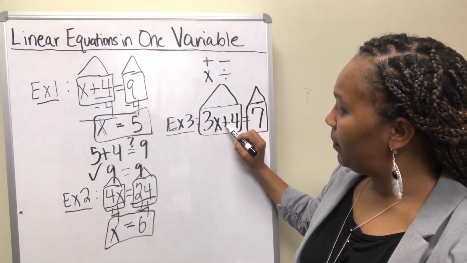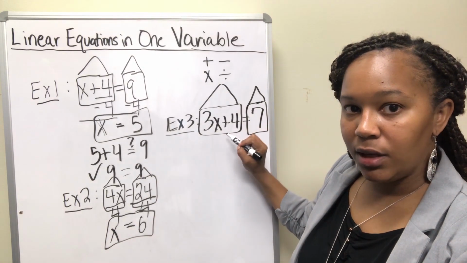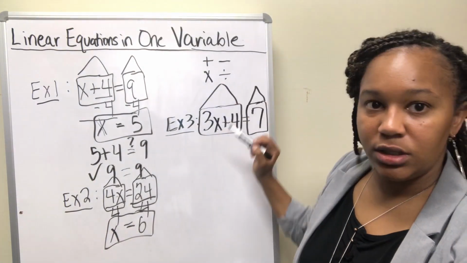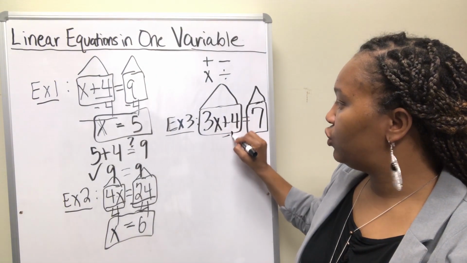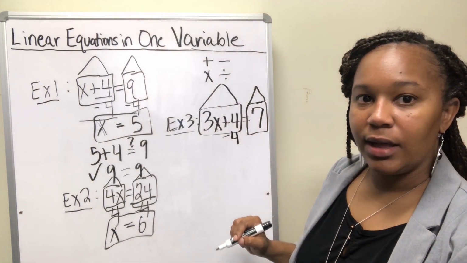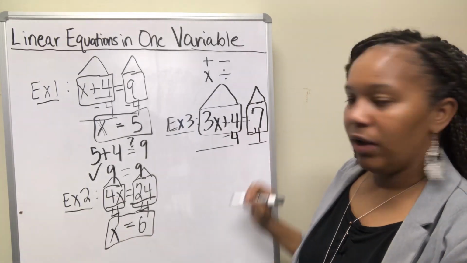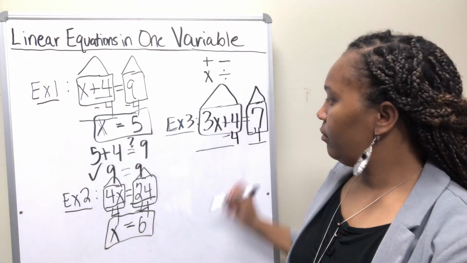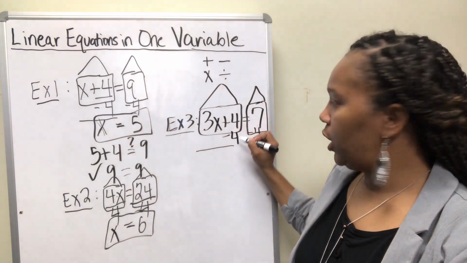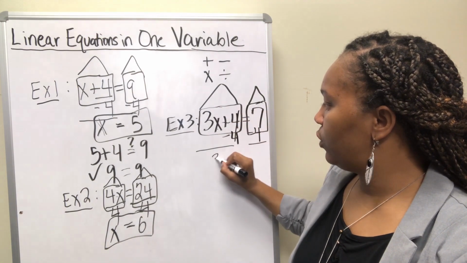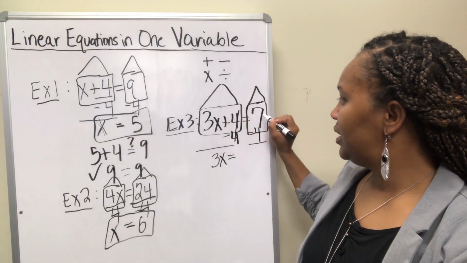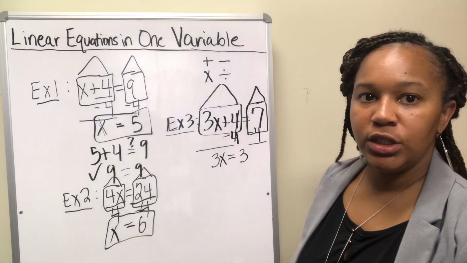And again, this is a plus 4. So to get rid of a plus, you call the spouse of addition, which is subtraction. So you're going to subtract 4 from both sides. Because remember, whatever you do to one side, you also have to do to the other side. 4 minus 4 goes away. You're left with 3x. 7 minus 4 is 3.